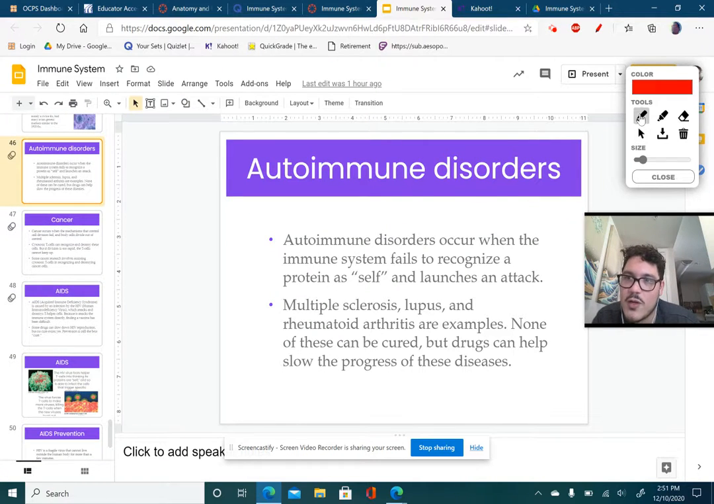Autoimmune disorder. If you don't know what an autoimmune disorder is, you should be aware of it. Autoimmune disorders are disorders in which your own immune system attacks itself. So basically, your immune system is supposed to protect you, but in this case, your immune system is hurting you.